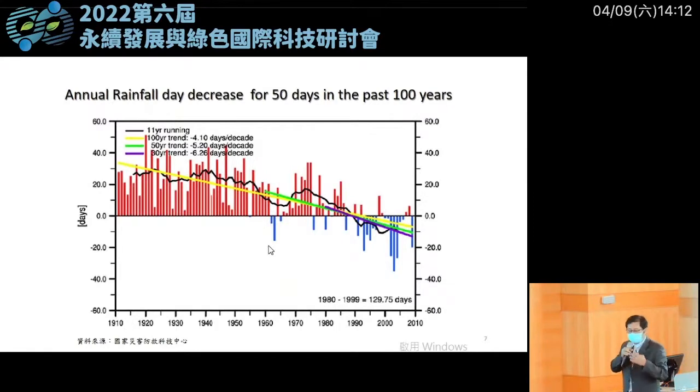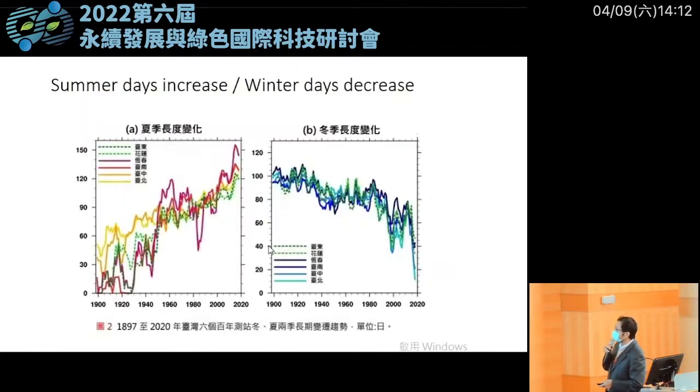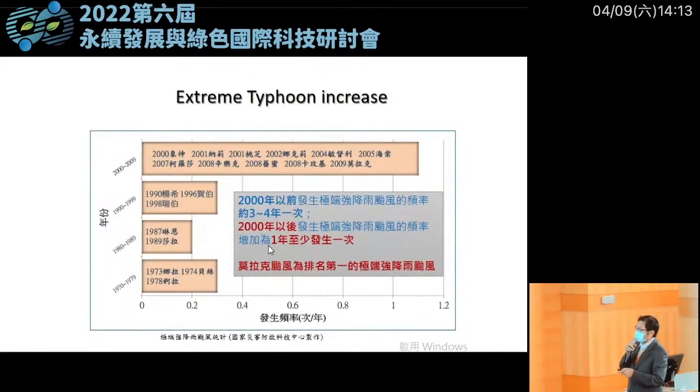In fact, there is a very serious impact on our agriculture, our weather, and everything. Like this morning, Professor Chen Sixiong talked about the water problem, this very big issue. You can see in this figure that the summertime rainfall will increase, but the wintertime rainfall will decrease. And you can see extreme typhoons increase. Looking at the past 40 years, from 2000 to 2009, we had 11 extreme typhoons in Taiwan. Very serious.